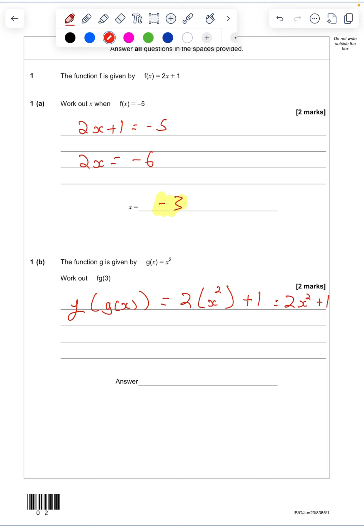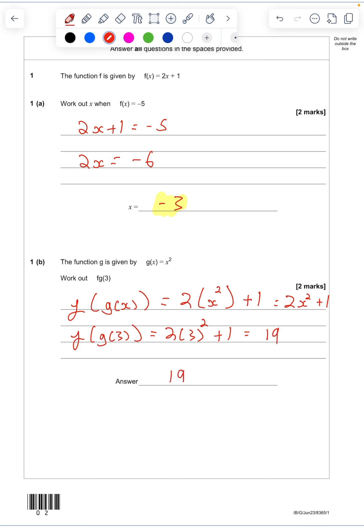Now, what the question is asking for is fg of 3. So now you put 3 into your expression. So 2 lots of 3 squared plus 1. And 3 squared is 9, times 2 is 18, plus 1 will give you 19.